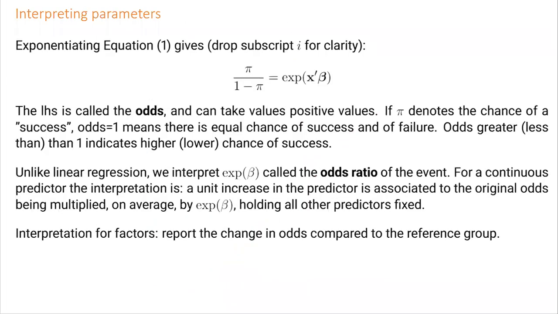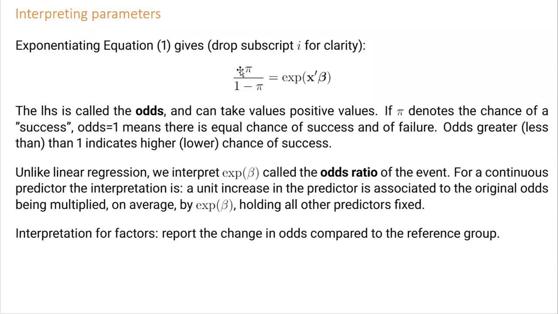Interpreting the parameters: exponentiating the equation, that logistic function there, and let's drop the i subscript for clarity. Okay, so we have this expression. Now, when we interpret the coefficients, what we're arguing on this slide is that we don't interpret the coefficients directly. We don't just interpret each beta. It's more common sense to do something else, which we'll talk about now.